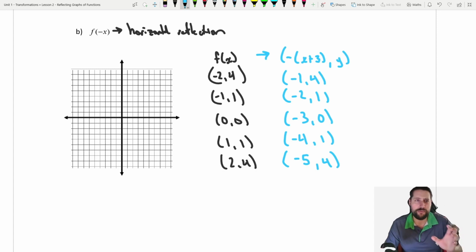Okay, so again, you may be wondering, why are we adding it first before we do the reflection? Remember in this case that the original function told us to add 3 first, and then after we've done that, we apply the reflection to it. So let's go ahead and plot these points out. Now that we've plotted these points out, we can graph this function.